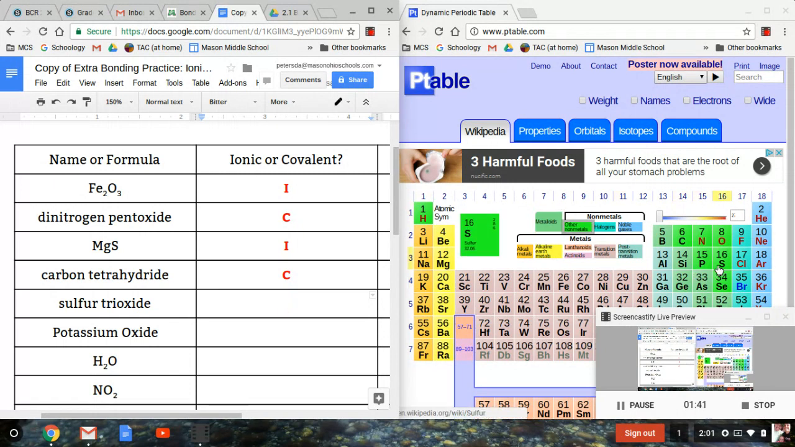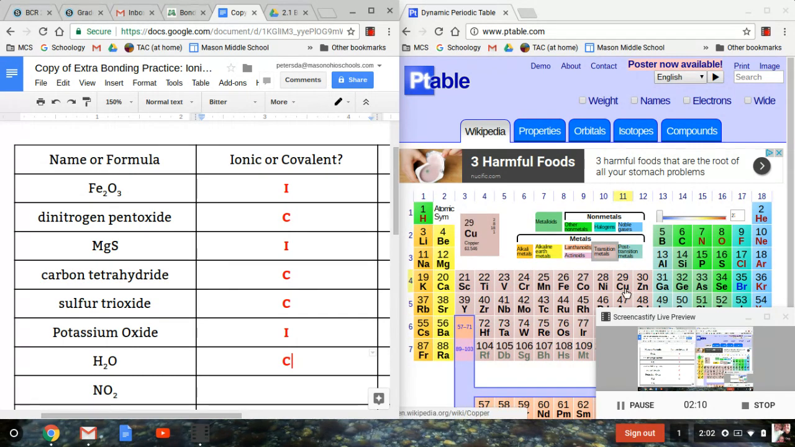Sulfur trioxide. Sulfur and oxygen actually are in the same family, group 16, and they are both nonmetals, and they're covalent. Potassium oxide. Potassium is number 19, and that's a metal, and oxygen is a nonmetal, so that makes this ionic. H2O, which is water: hydrogen's a nonmetal, oxygen's a nonmetal, so that is covalent.